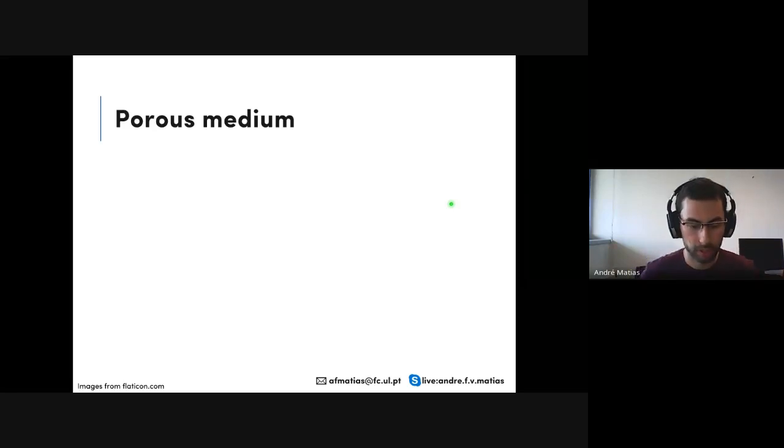So start by the subject of the study, which is the porous medium. A porous medium is an object that's composed of two things. Firstly, there is a solid matrix, and in between the solid matrix there are empty spaces called pores, and these pores can be filled with fluids. It can be, for example, air, water, or other types of fluids.